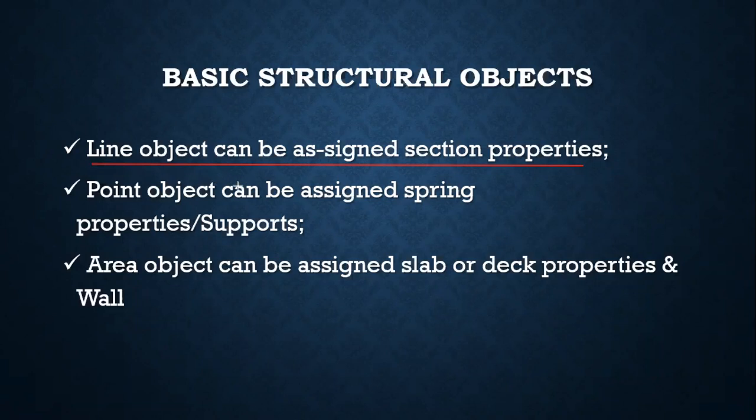So what is the next thing? What are the different structural elements you are going to assign to the line object? The various elements we can assign to a line member are a beam, a column, or a bracing. On the point object we can assign the spring supports. For the area object we can assign the slab, depth properties, or it may be a wall.